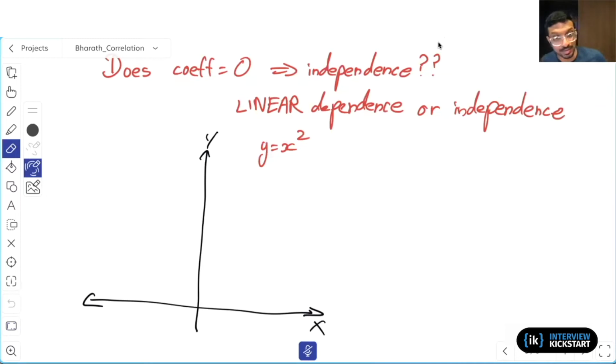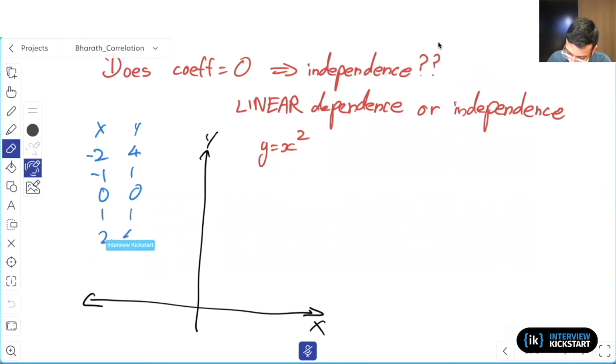This is not a linear dependence, but what does it look like if we were to plot, say, 5 points? So let's take the following 5 points. We have (-2, 4), (-1, 1), (0, 0), (1, 1), and (2, 4). So what do those points look like? We have a curve that actually looks like this.